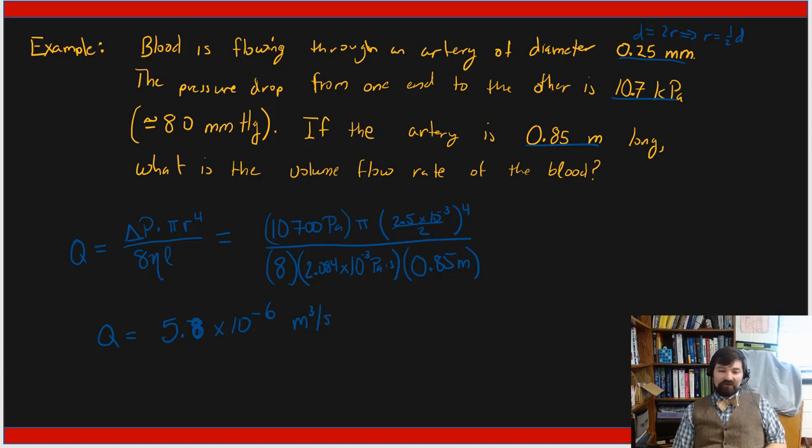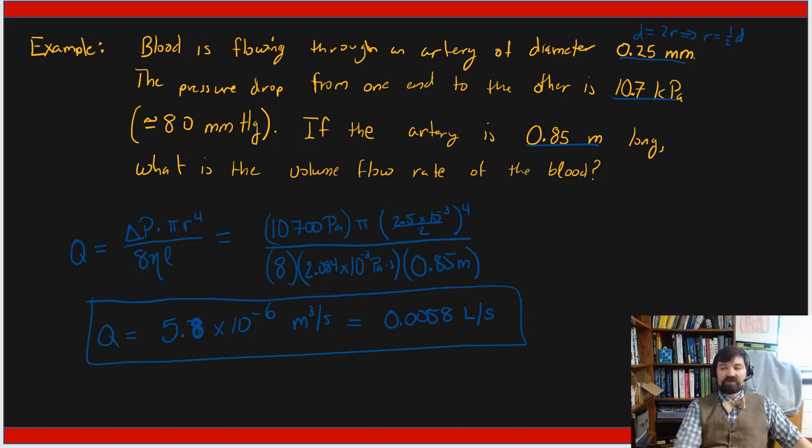For what it's worth, you could convert this into liters per second. So this ends up being 0.0058 liters per second. And that is the volume flow rate for this system.